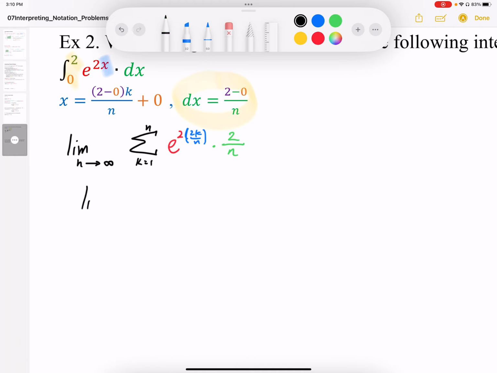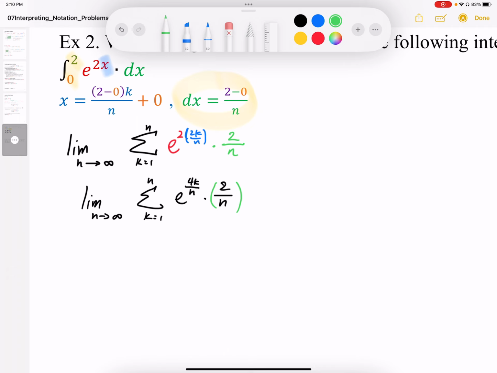So this then is the sigma notation for this expression. We can simplify this a little bit. The limit as n goes to infinity, we're going to start from a k value of 1 to infinity, e to the power of 4k over n, and that's going to be times by 2 over n. And again, that reflects my dx, this portion here.